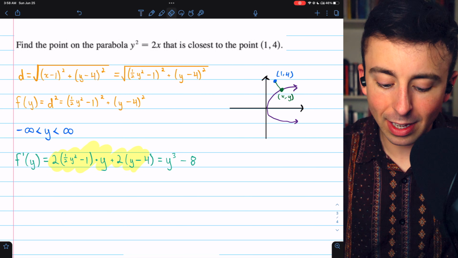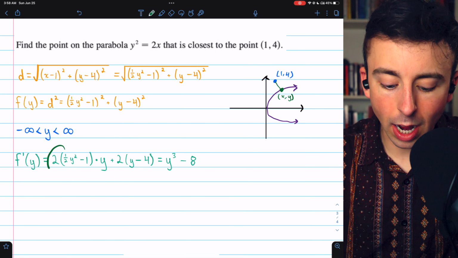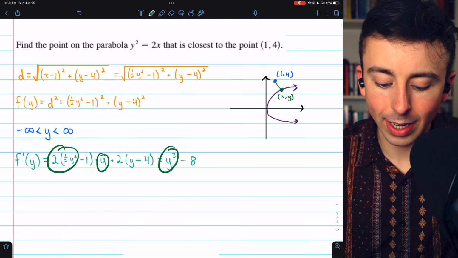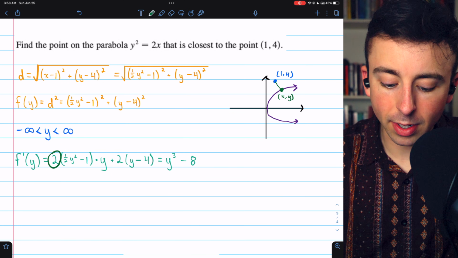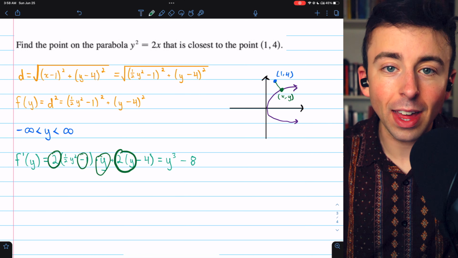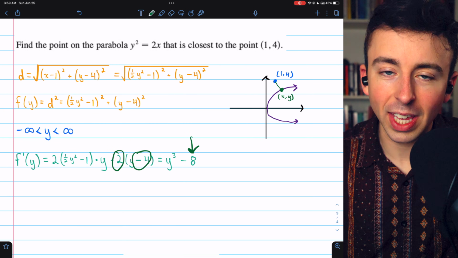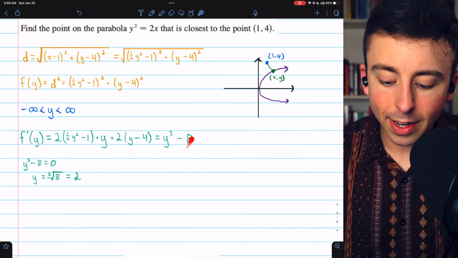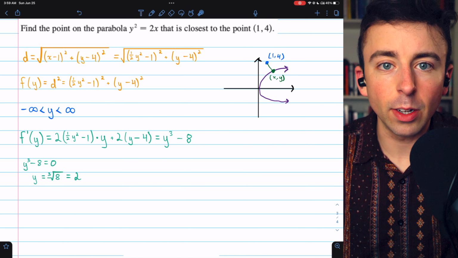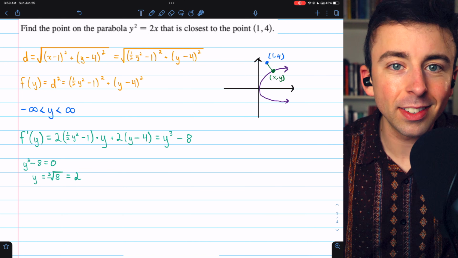Now, if we simplify this, we end up getting y cubed minus 8. That's because 2 times 1/2 y squared is y squared, multiplied by y gives us y cubed. But then 2 times -1 times y is -2y, which cancels out with that plus 2y. But then also we have 2 times -4, and that's where we get the minus 8. Y cubed minus 8 is defined everywhere, so the only critical points will be where this equals 0. Setting it equal to 0, we find that y equals +2.